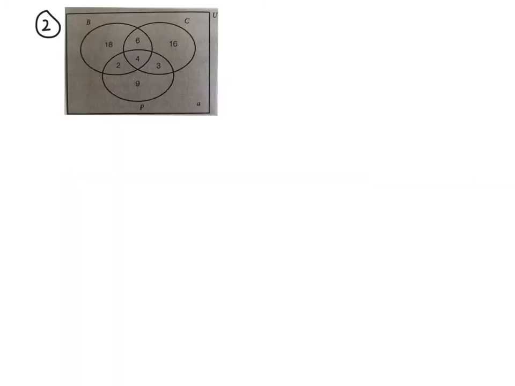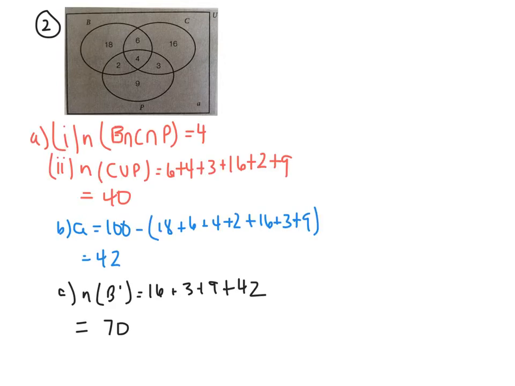So number 2 gives us this Venn diagram where B are the students who study biology, C are the students who study chemistry, and P are the students who study physics. So part A-I, they want to know how many people are in the group B intersect C intersect P. So this is basically the ones who do all 3 classes, who take biology and chemistry and physics. So that would just be that center overlap here, so that would be 4 people.